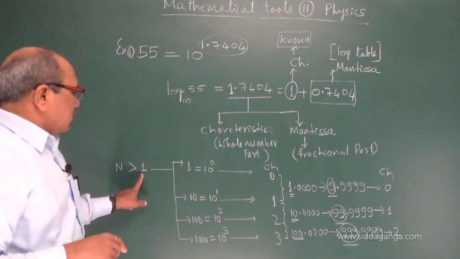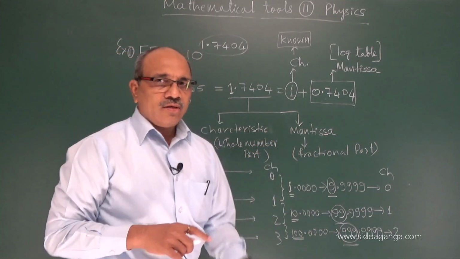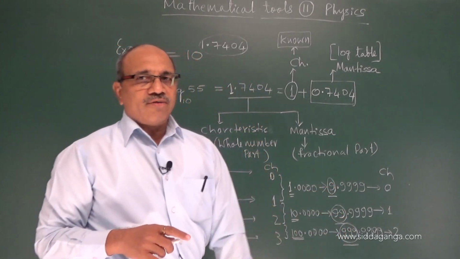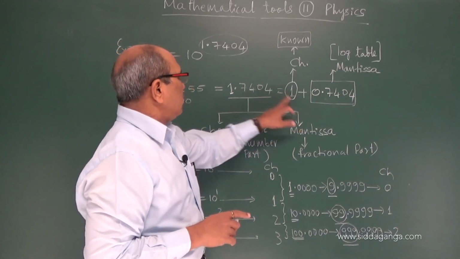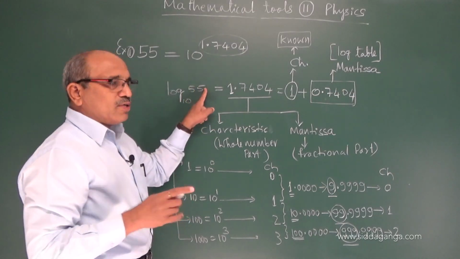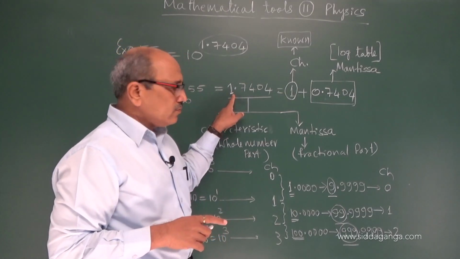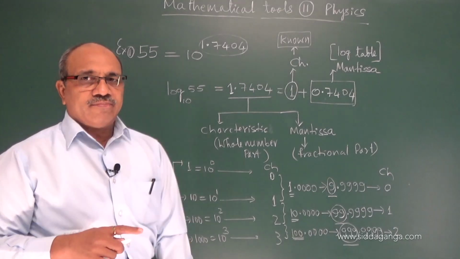If the number is greater than 1, see the whole number part, left of the decimal point, count the number of digits, make it 1 less and take the characteristic value. That is why here 55 has 2 digits. Even though no decimal point, it is a whole number, it has characteristic 1. So this is for a number greater than 1.